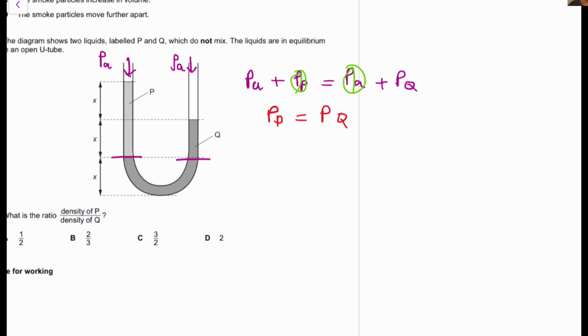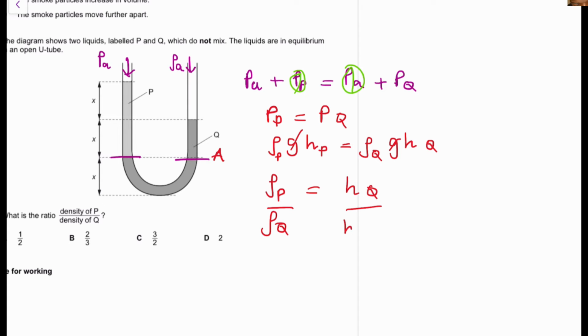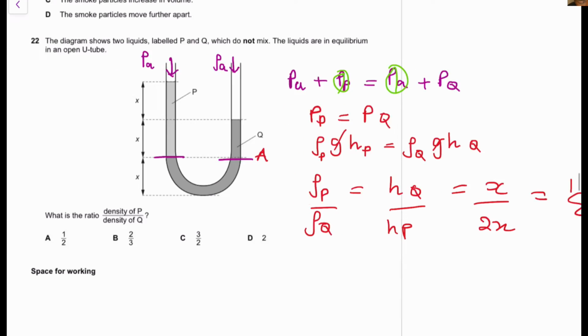Okay, so basically that's what you've established at this point A. Right, so at point A, we know that pressure is rho g h. So rho P g h P would be equal to rho Q g h Q. Fairly simple. So the density of P divided by the density of Q is approximately equal to the height of Q divided by the height of P. But the height of Q is X, and the height of P is 2X, so you're going to get 1/2, and the answer is going to be A.